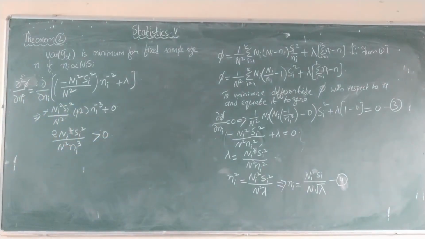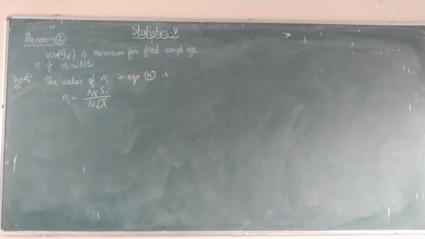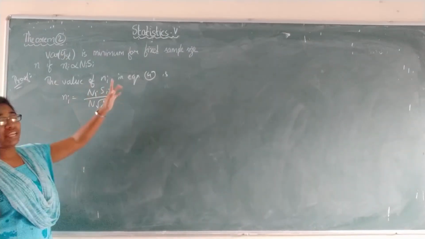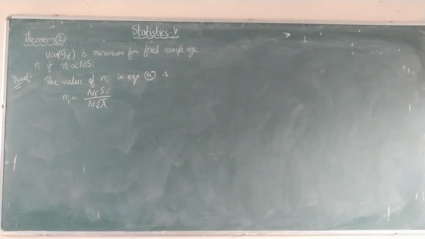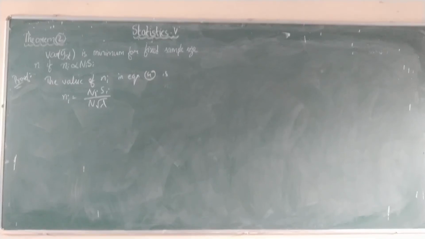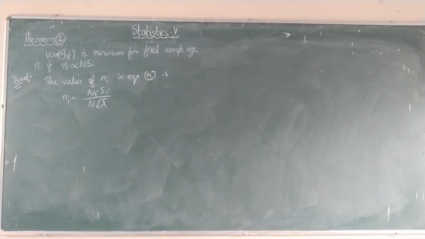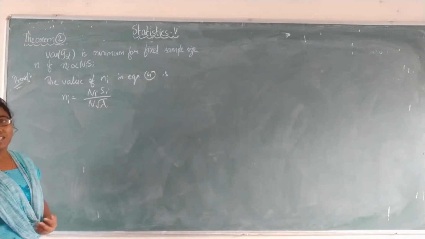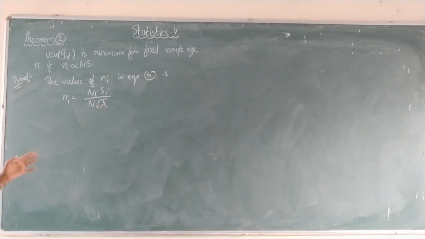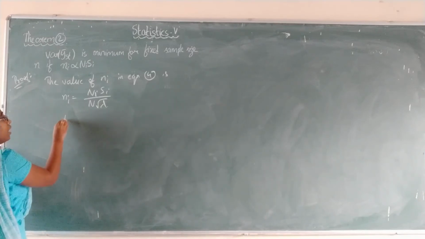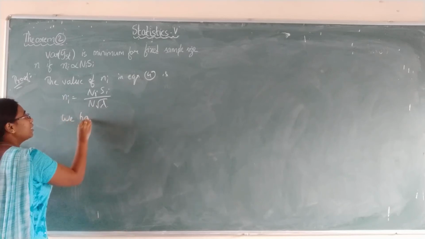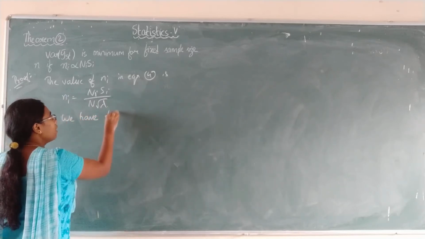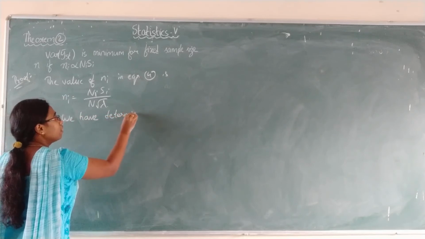Now we will substitute this ni value. Consider the value of ni in equation 4. So in equation 4, what is the value of ni? ni equals capital Ni into capital Si by capital N into root lambda. So here, what is root lambda? It is the Lagrangian multiplier, right? We don't know the lambda value, hence we have to determine that lambda value.